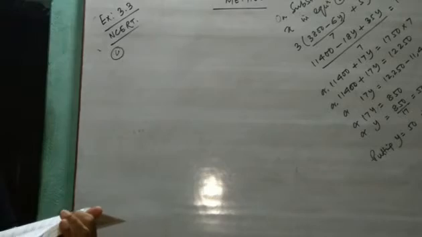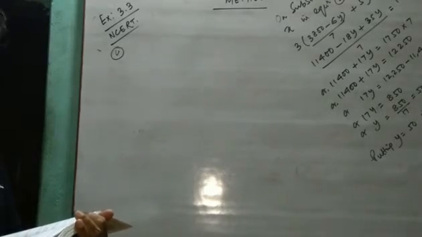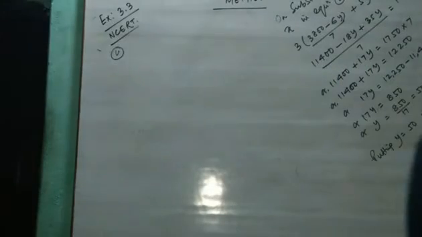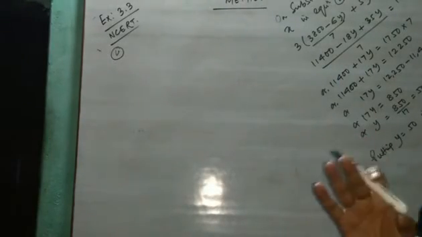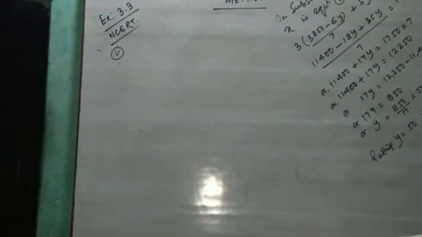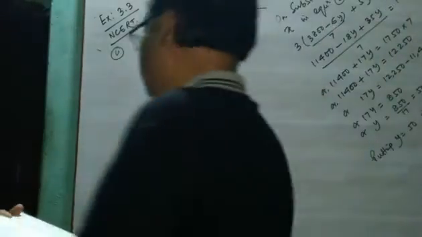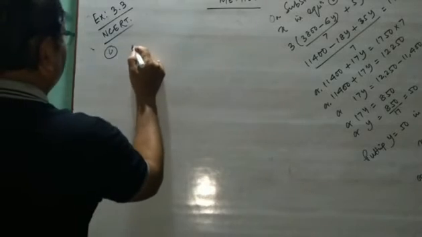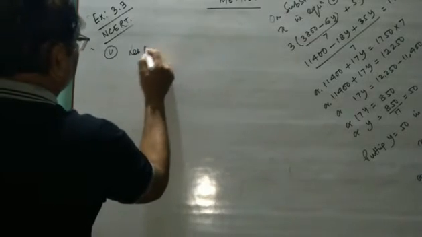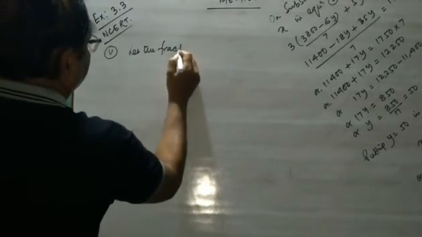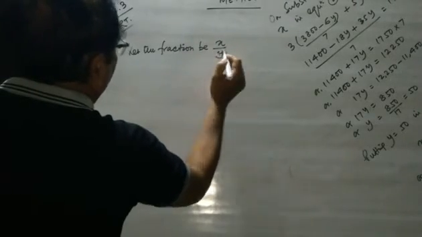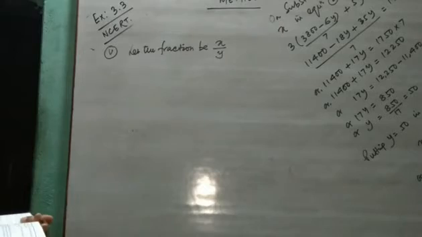A fraction becomes 9 by 11 if 2 is added to both the numerator and denominator, and if 3 is added to both the numerator and denominator, it becomes 5 by 6. So find the fraction. Let the fraction be x upon y. This is the fraction.